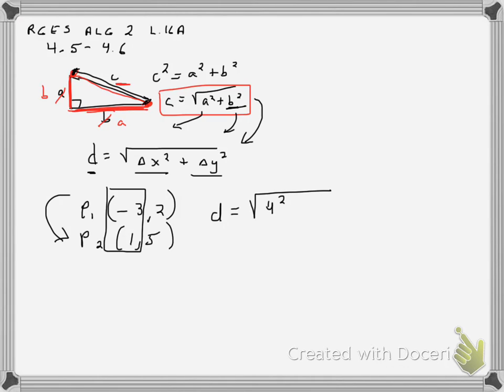So 4 squared. Between the Y values, between 2 and 5 is 3. So this would be 3 squared. This would be the square root of 16 plus 9, the square root of 25. And of course we're looking for distance, so we only care about the positive. And so distance equals 5.